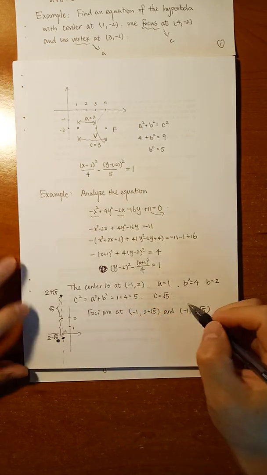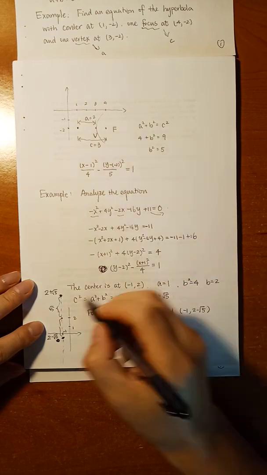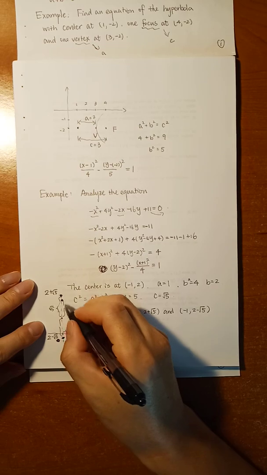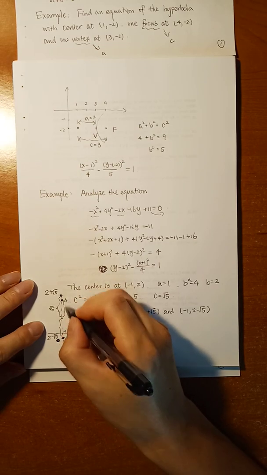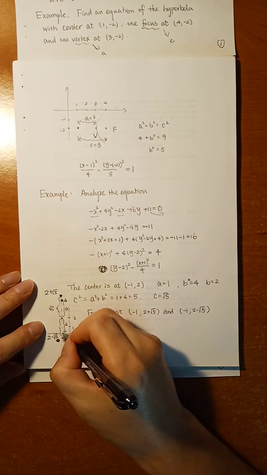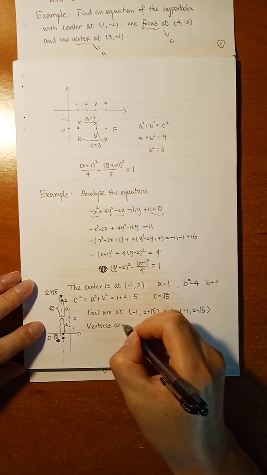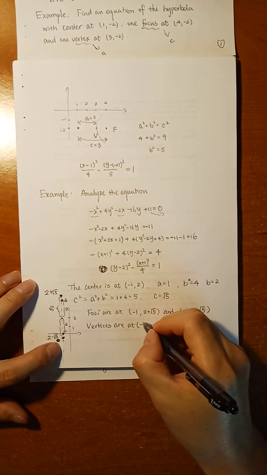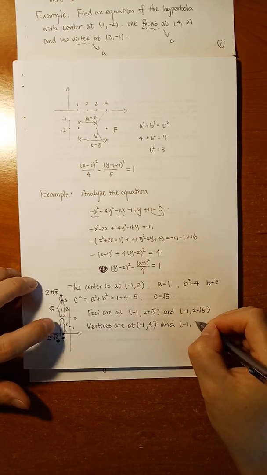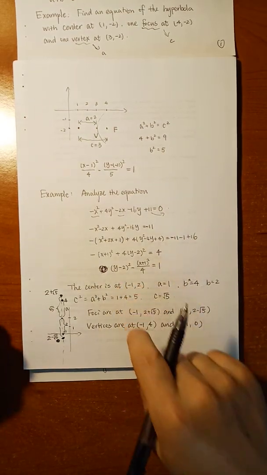Vertices. Vertices are related to a. A is 2. So 2 plus 2, this is 4. And 2 minus 2, this is 0. So vertices are at negative 1, 2 plus 2, which is 4, and negative 1, 2 minus 2, which is 0. This is vertices. So we have center, foci, vertices.